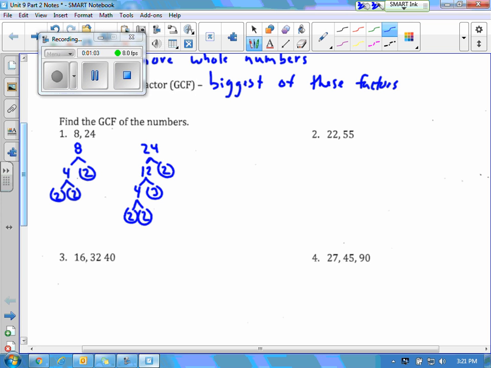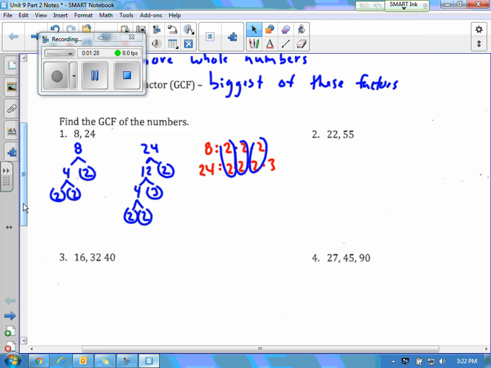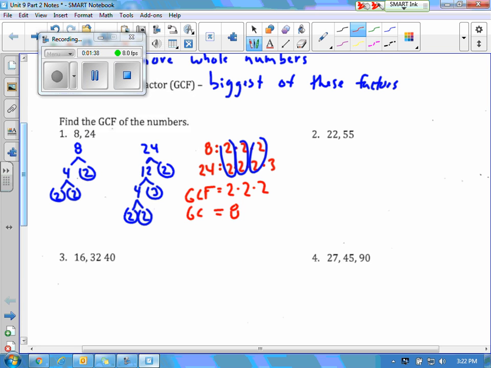After you've done your factor tree, you're going to want to list out the factors for each one. So for 8, I have three 2s. For 24, I have three 2s and a 3. So once I've listed them out, I'm then going to circle the ones they have in common. So they have a 2 in common, 2 in common, and another 2. So the greatest common factor is then whatever I get when I multiply all of those together. So 2 times 2 times 2 is 8. So the GCF of 8 and 24 is 8.